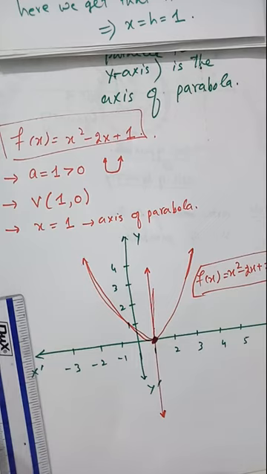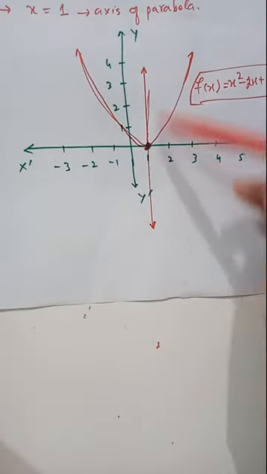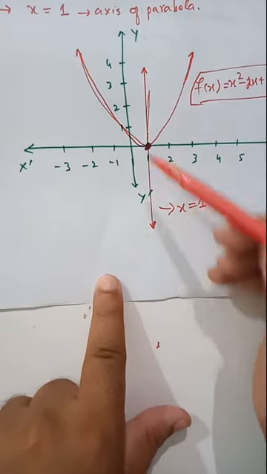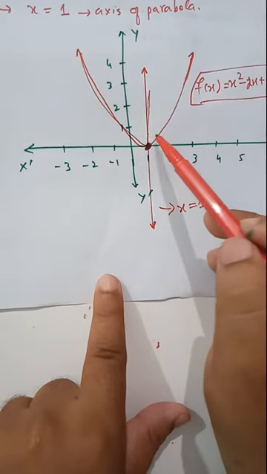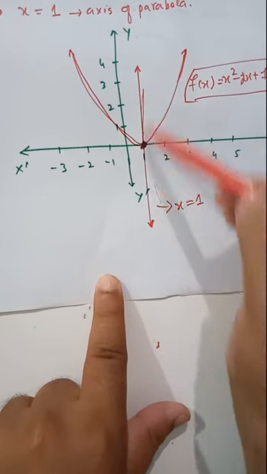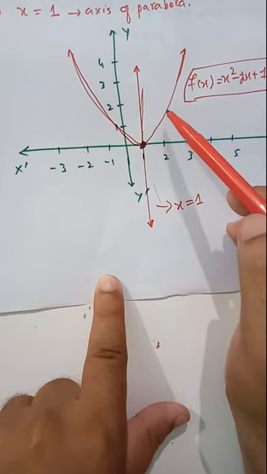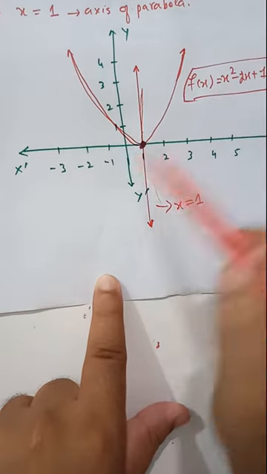Now if a function is given, here you clearly see that this is my vertex, the lowest point. This line x is equal to 1 is the symmetry, because on either side of this line the curve has the same shape. So this is the axis of symmetry, or the axis of parabola, and the branch is upward because the coefficient of x square is a, and a in this case is 1, 1 is greater than 0. So this is the graph.